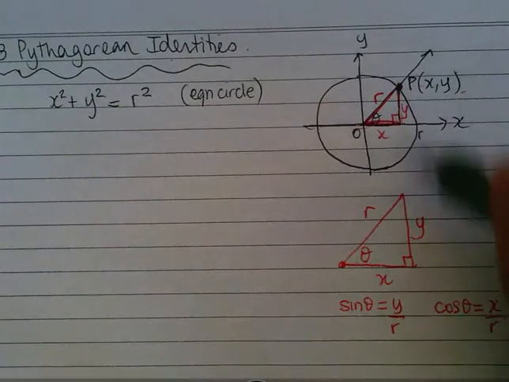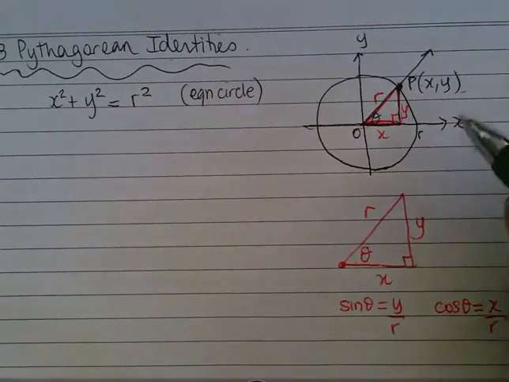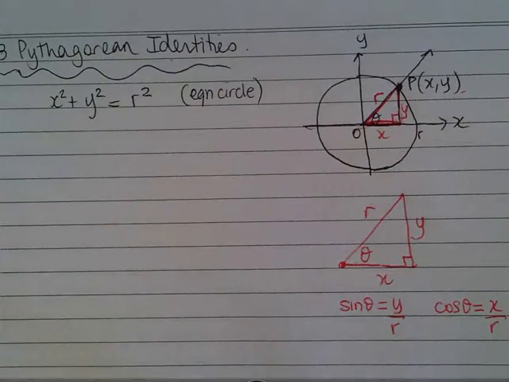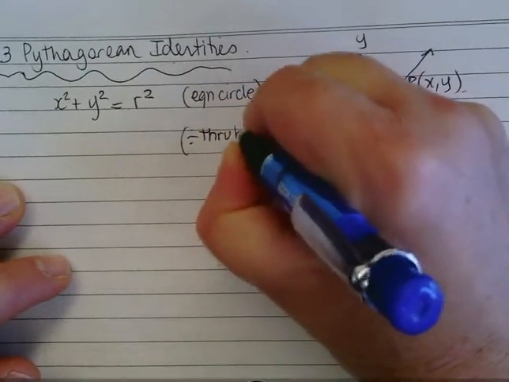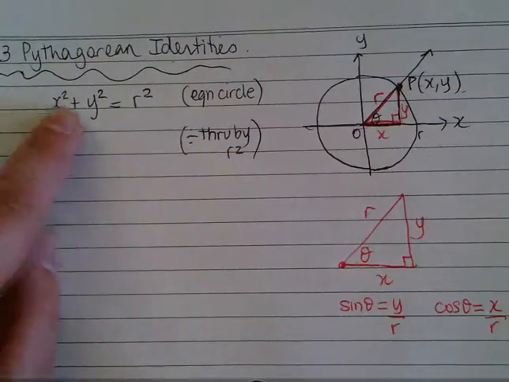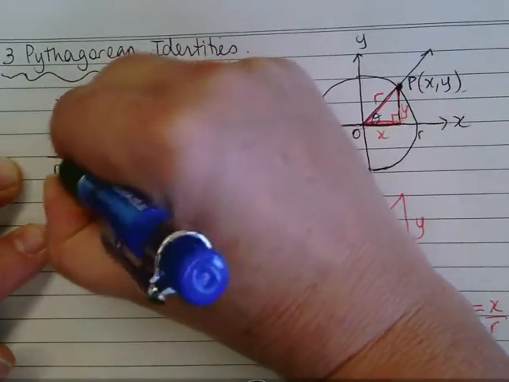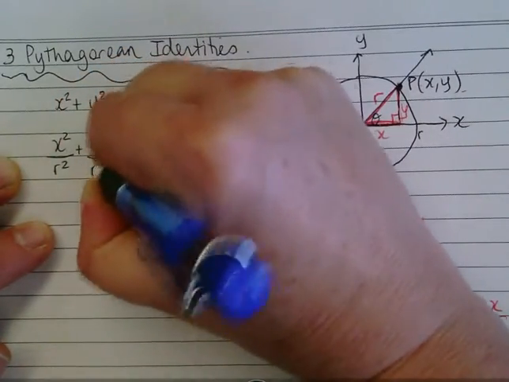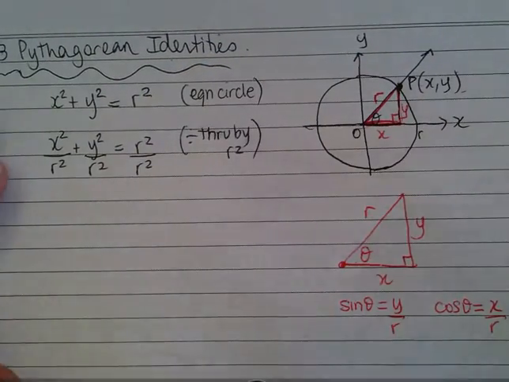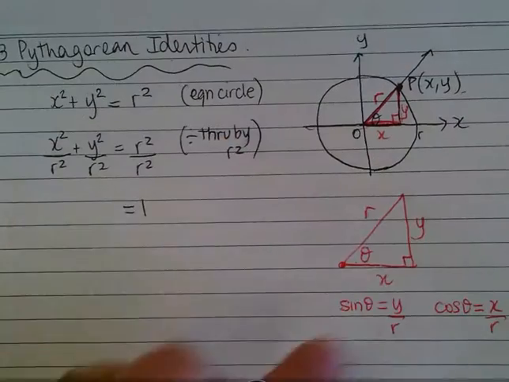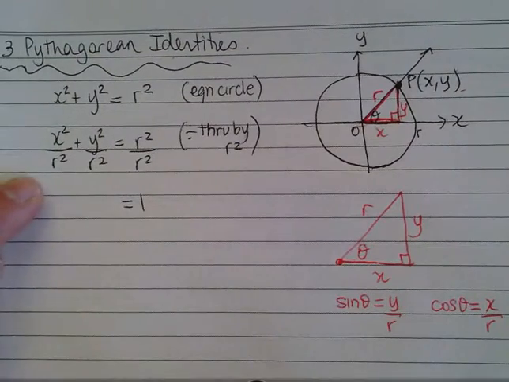Okay, so I've expanded this triangle down here. Sine theta is y on r, cos theta is x on r. I know that the equation of a circle is x squared plus y squared is r squared. I'm going to divide through by r squared. So dividing each left-hand side and right-hand side by r squared gives me x squared on r squared plus y squared on r squared equals r squared on r squared. What's r squared on r squared? 1. Good.